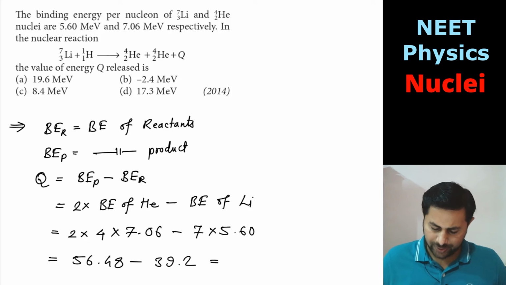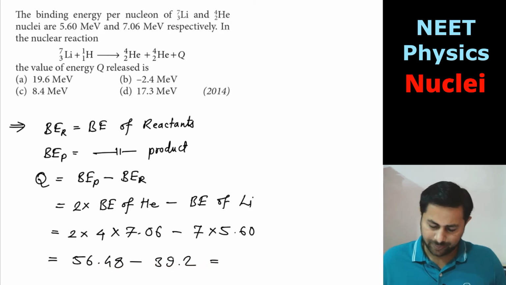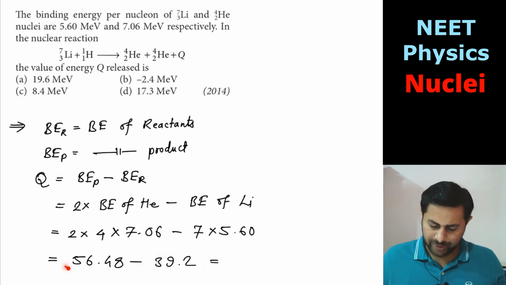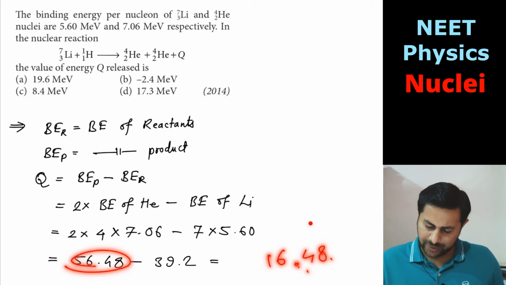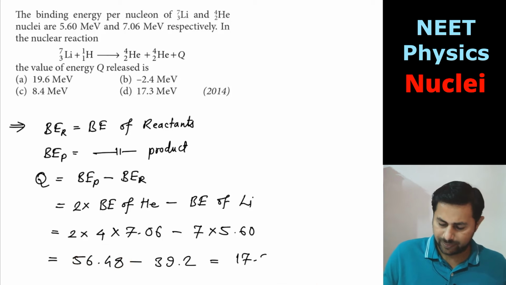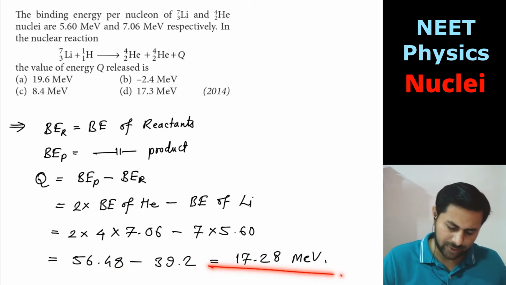So how much is it? 56.48. Okay, 56 minus 40 will give me 16.48. But I have subtracted 0.8 extra, so let me add 0.8. That will be 17.28 mega electron volts, right? So it's option D.